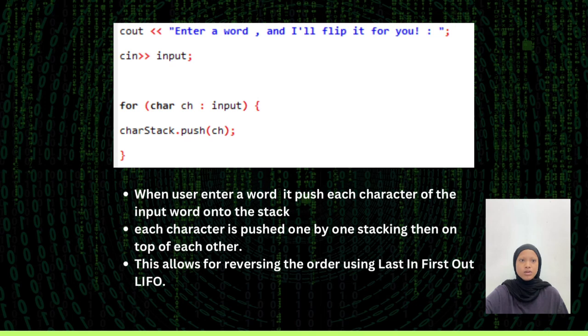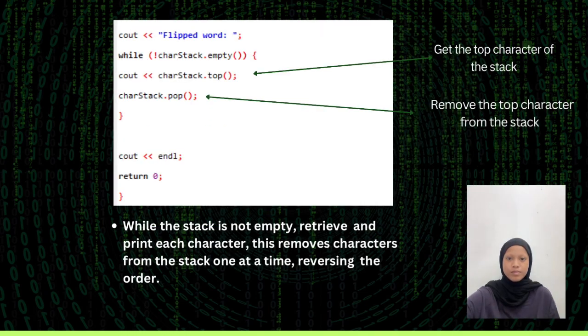Next, in the coding, I put "enter a word and I will flip it for you". When the user enters a word, it pushes each character of the input word onto the stack. Each character is pushed one by one, stacking them on top of each other. This allows for reversing the order using last in, first out. Lastly, while the stack is not empty, retrieve and print each character, removing characters from the stack one at a time, reversing the order.